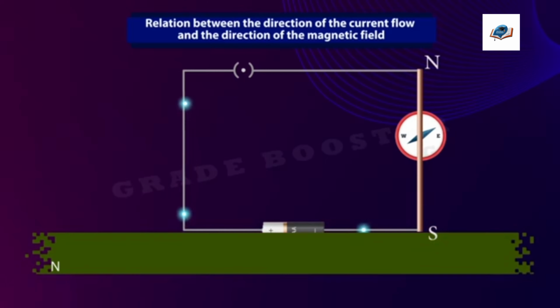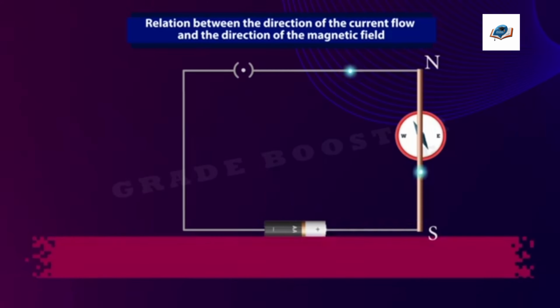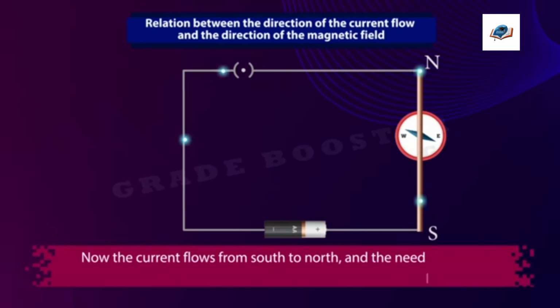Now, change the direction of current flow by changing the cell arrangement. Now the current flows from south to north and the needle deflects towards west. That means if the direction of current flow changes, the direction of magnetic field also changes.